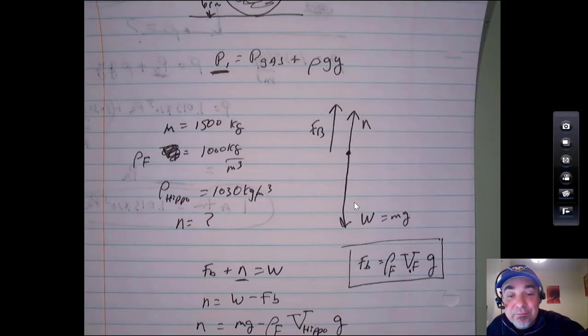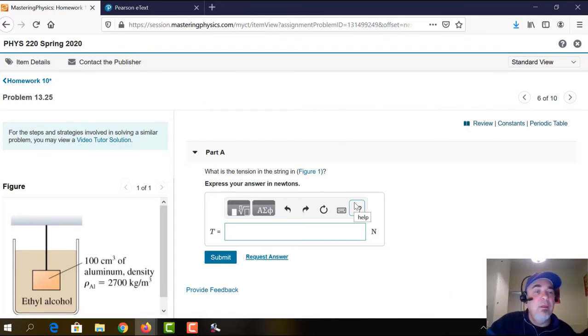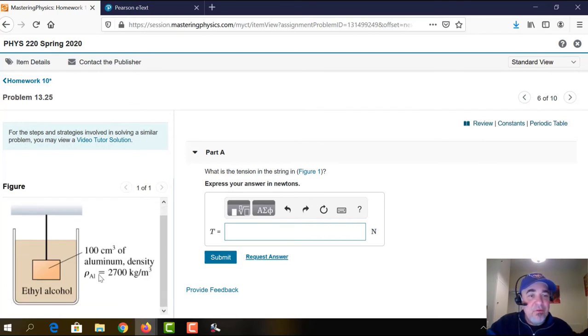Okay, let's look at the next one. This one actually has a video tutor solution. You can take a look at that. The author of the book can help you out. Remember, you can hit review here and go right to the exact section of the book that pertains to this sort of problem. So here we have a block of aluminum.